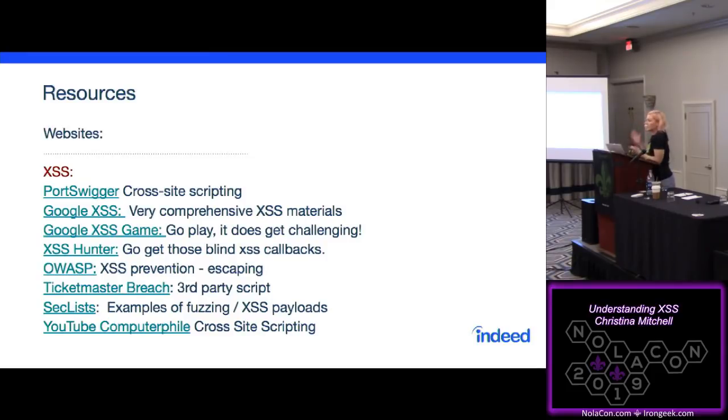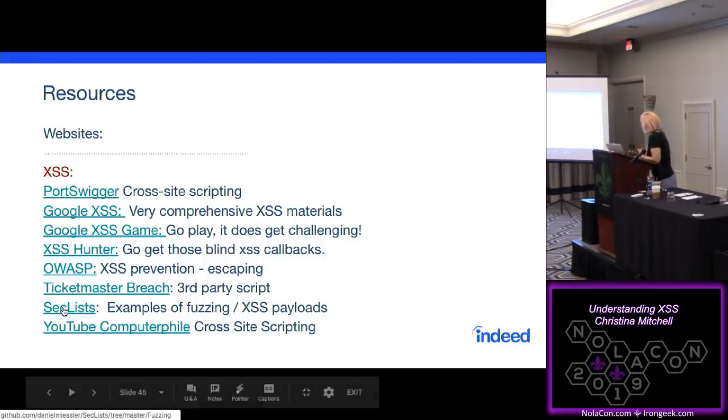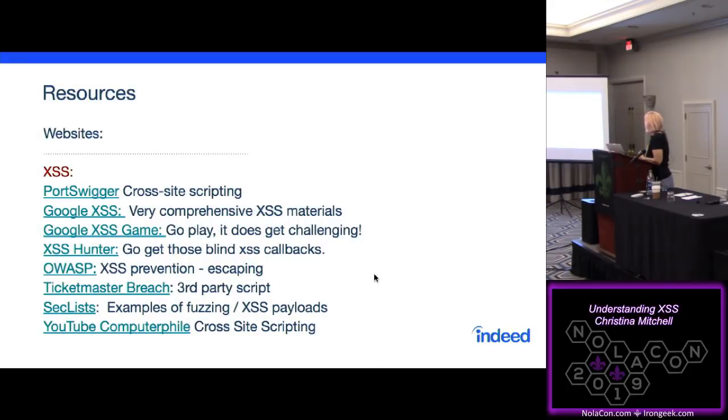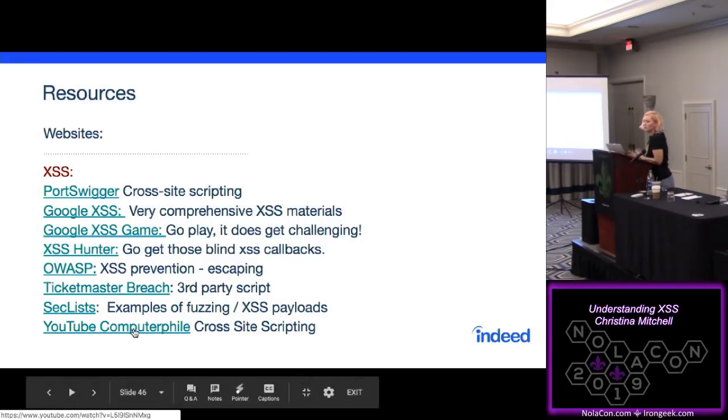PortSwigger, which makes Burp Suite, the tool I was using as a proxy, has a great resource on cross-site scripting. Gruyere was a Google intentionally vulnerable application. Google also has an XSS game that's actually pretty challenging. You sit down and try to work through the next level, exploiting some of the things we talked about. There are some SecLists. One of the examples I mentioned, go here and see different payloads. This is Daniel Miessler's SecLists. There are also some videos, because not all of us like to read tons of dense text.